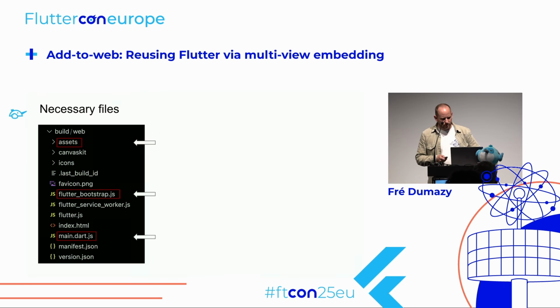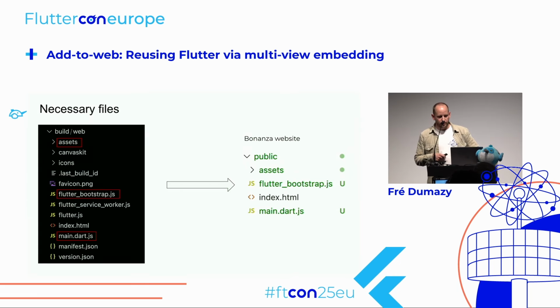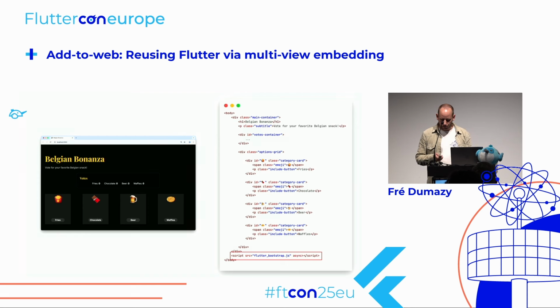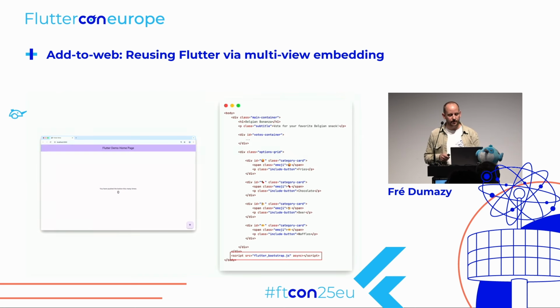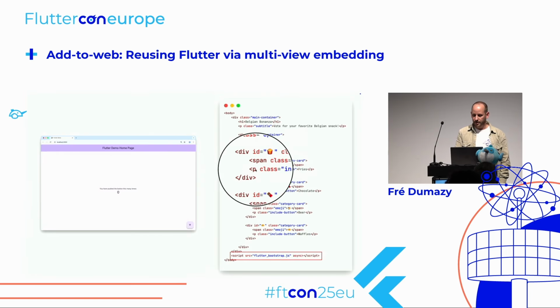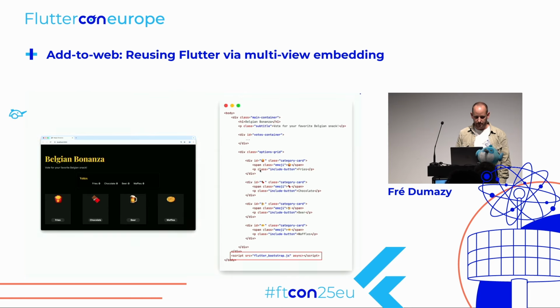So what if we just copy that over into our Belgium Bonanza website, and then in the HTML page of that, we also add that script there. Now, if we refresh this, we would see this Belgium Bonanza website just for a split second, and then it would be replaced by the counter app. This is because by default, Flutter web applications still take on the whole body element. What we actually want is to have them inside these category cards, as you see here.